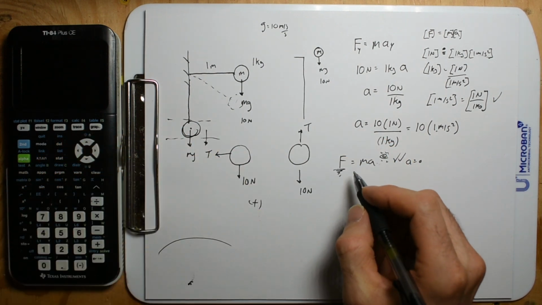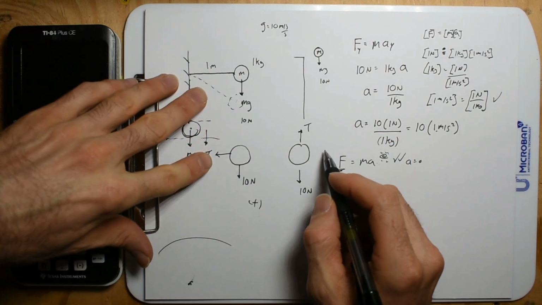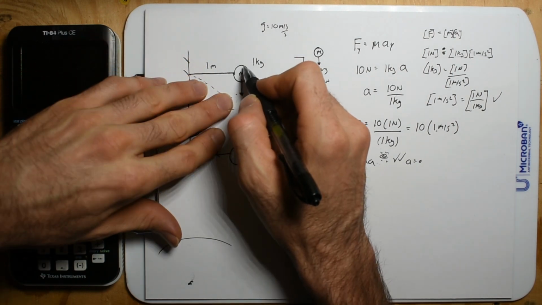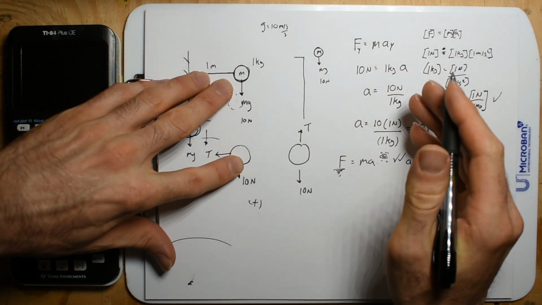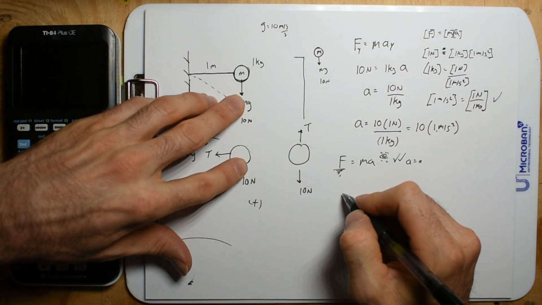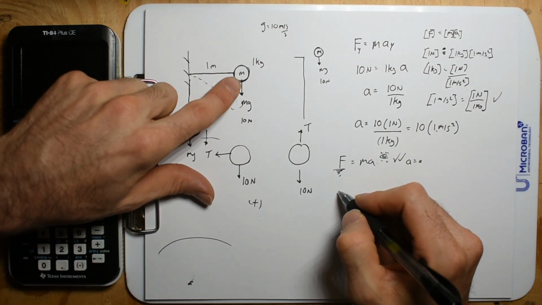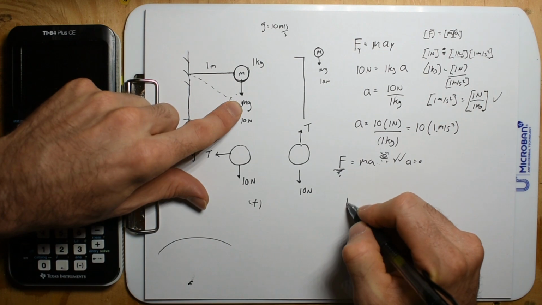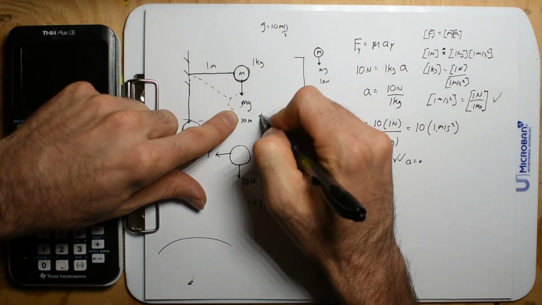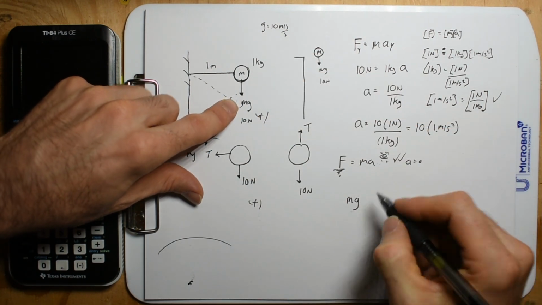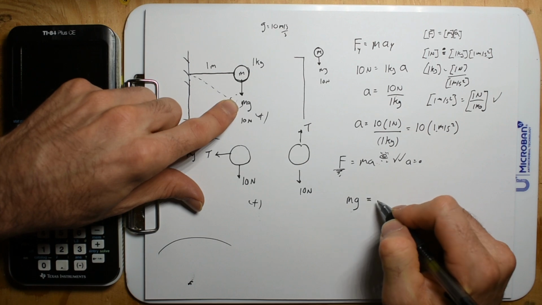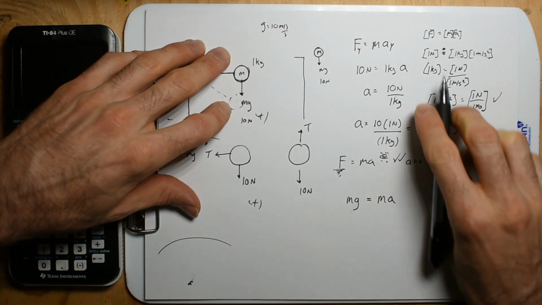What I really like to do is go back to here. I have this force of mg, and it's going to be, let's say, in the positive direction. And that's going to equal mass times acceleration.